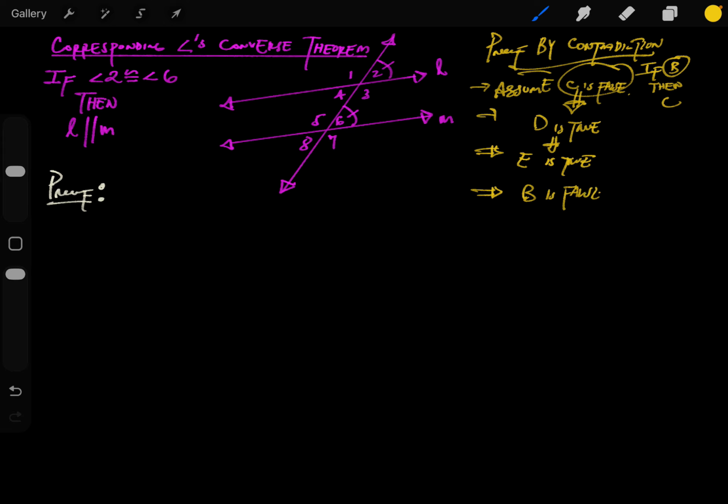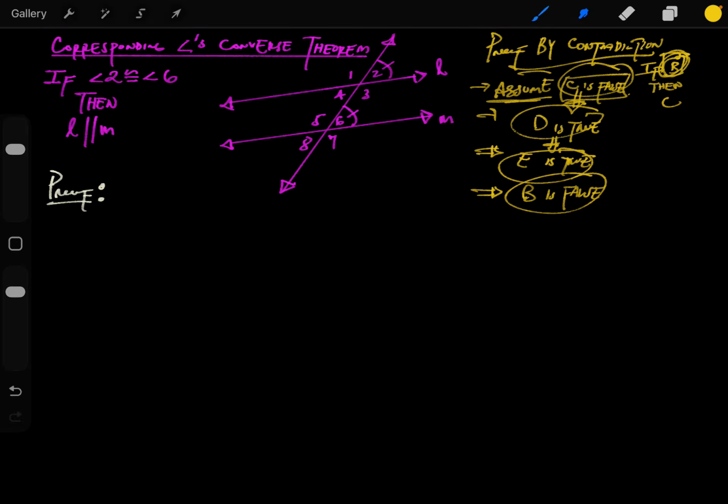And this is now a contradiction because you said B is true to begin with, and now you have B being false and true. That means that your assumption is wrong. The whole thing is that you assume C is false. You don't know, but assume it false. Then that implies that D is true. Then D being true implies that E is true. And then E being true shows that B is false. But you started off with B being true.